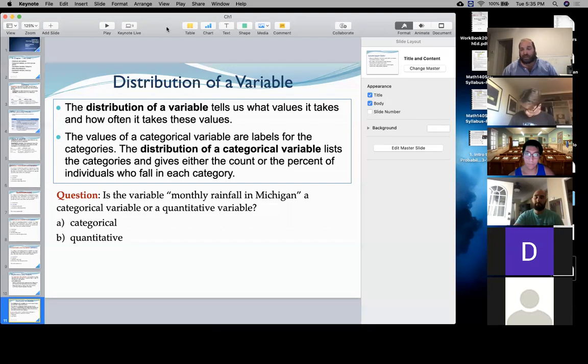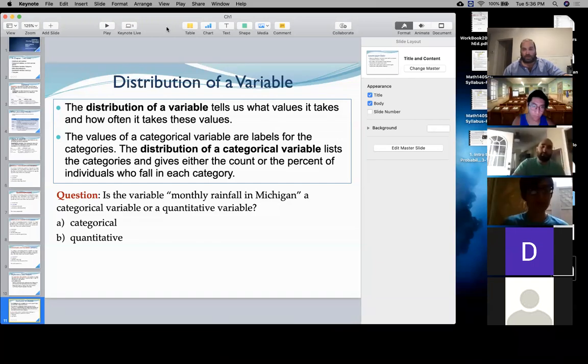If I was rolling a die, a regular good old-fashioned Monopoly die, what are the values that it might take? 1 through 6. And what is the likelihood of each of those 1 through 6? One in six. Each one is 1 in 6.